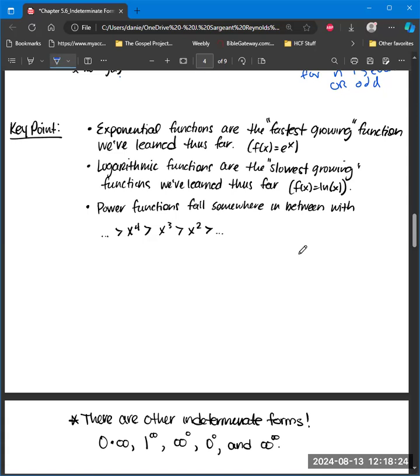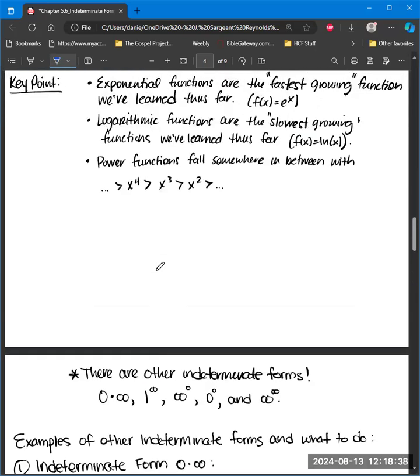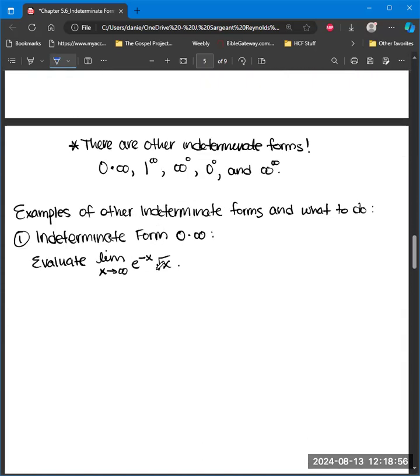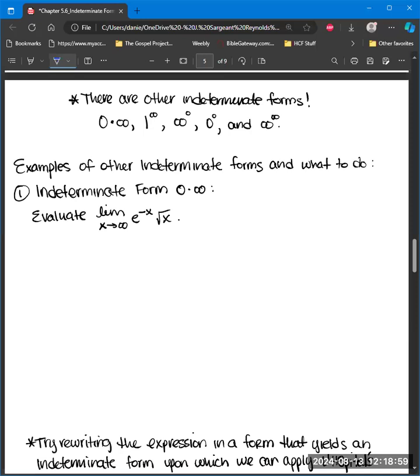So you can just think of power functions somewhere in between, but the higher the degree, the faster it grows. So a fourth degree polynomial grows faster than a third degree polynomial, faster than a second degree polynomial, and so on. So that all applies to how L'Hopital's rule works really anywhere, but definitely we can think that way about end behavior and which grows faster when we're going to positive or negative infinity. All right, so there are other indeterminate forms for us to consider.